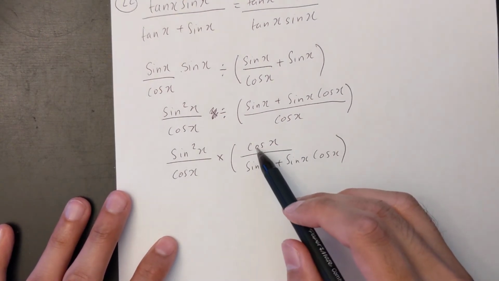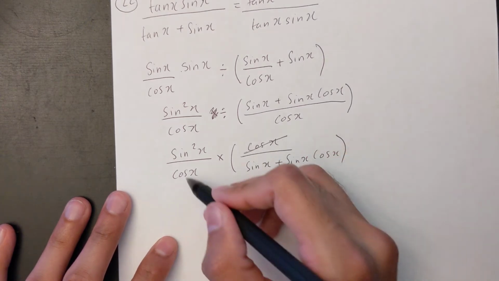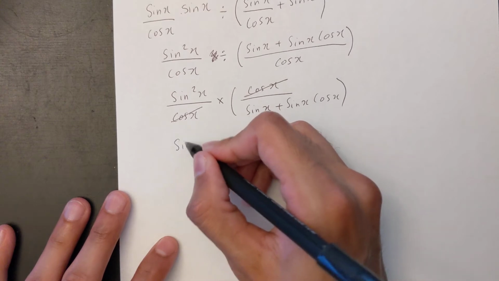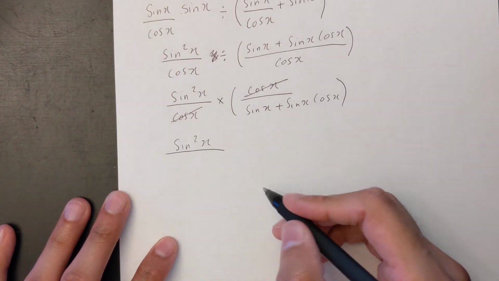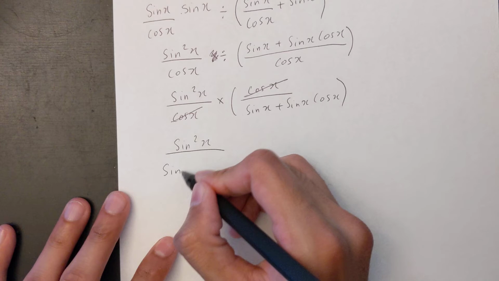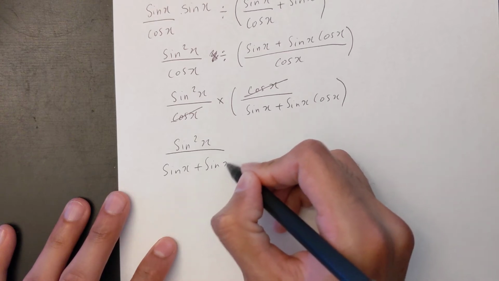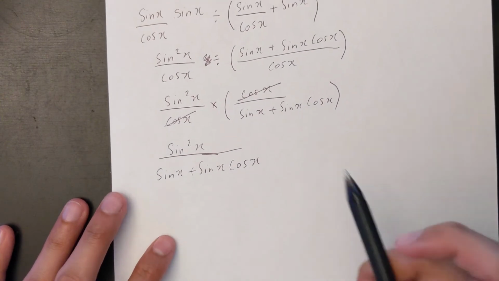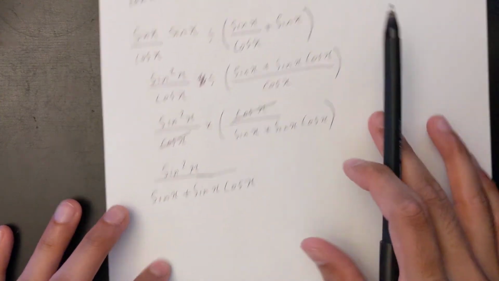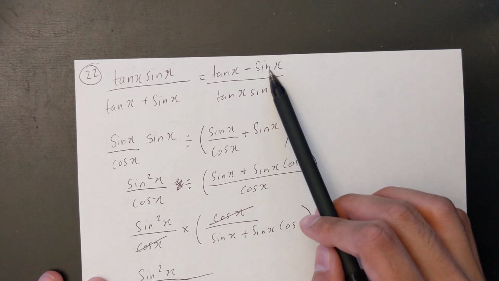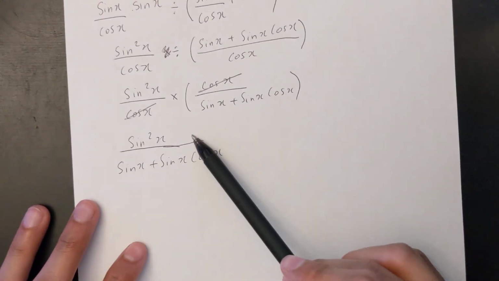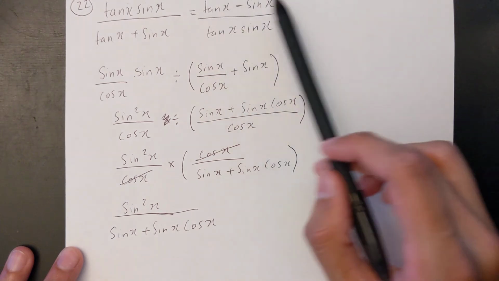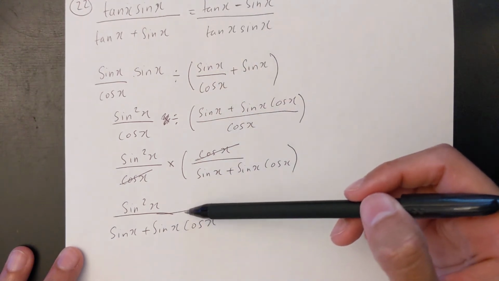I'm going to cancel out my two cos x's over here. So I have sine square x over sine x plus sine x cos x. Now this doesn't match anything at all on the other side because it's too complicated to actually get this to the other side. So now what you want to do is take this side and simplify it as well, and you want to get to the same thing as over here.